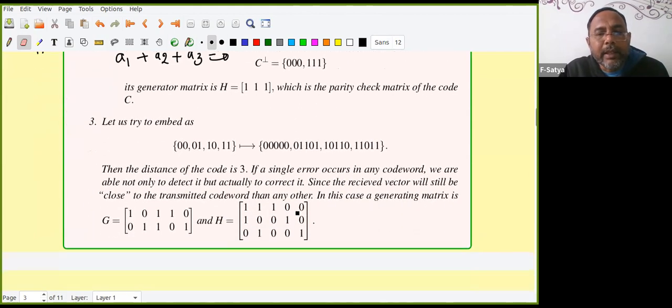Whereas if you embed 0, 0, 0, 1, 1, 0, 1, 1 like this, then the distance of the code suddenly becomes 3. What is the advantage now? Can somebody help me? If the distance of the code is 3, then what advantage do we have? We not only detect two errors, we also correct one error, right? So what is the generator matrix for this?